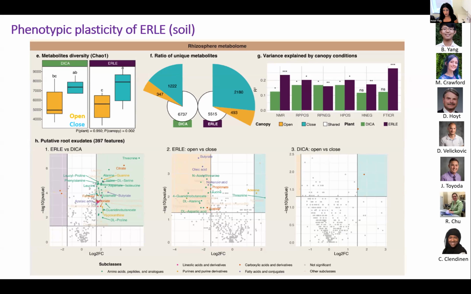I want you to just look at the bottom figure where it says 2 ERLE open versus closed. We could see that the invasive species really changes what it's doing in the rhizosphere when it's grown under open versus closed conditions, again suggesting that this invasive species has a lot of phenotypic plasticity.